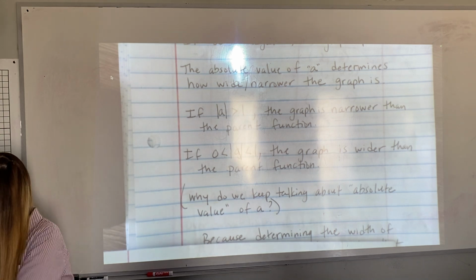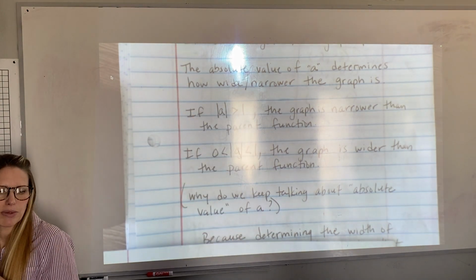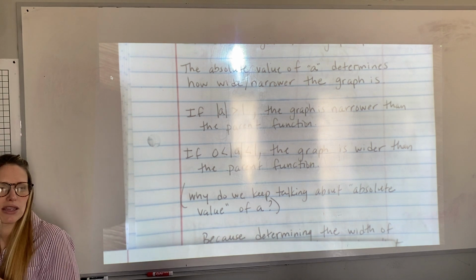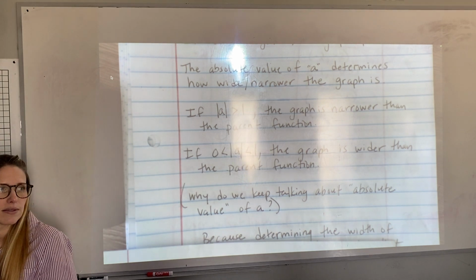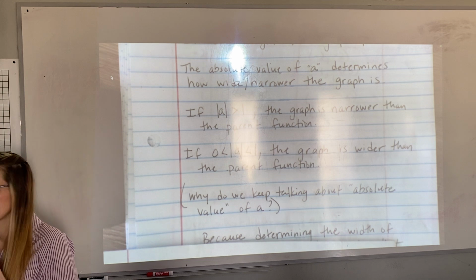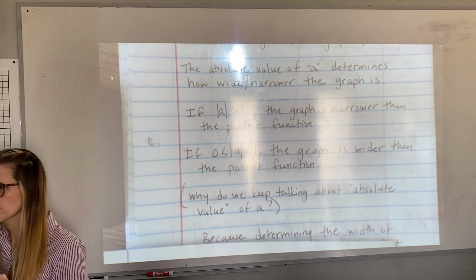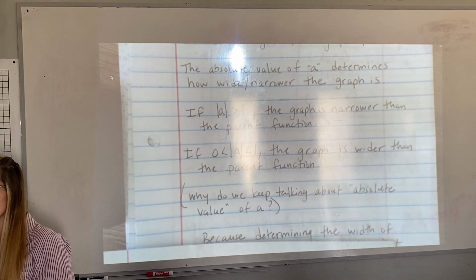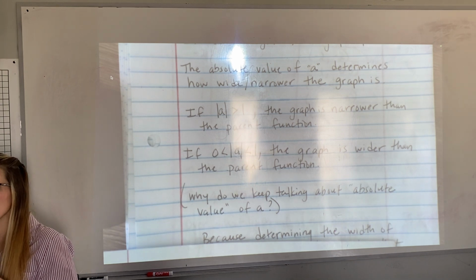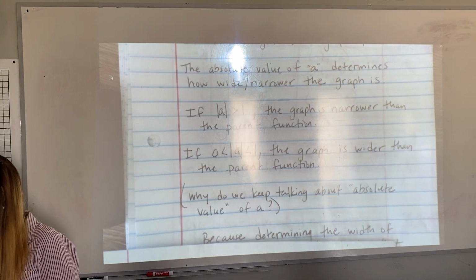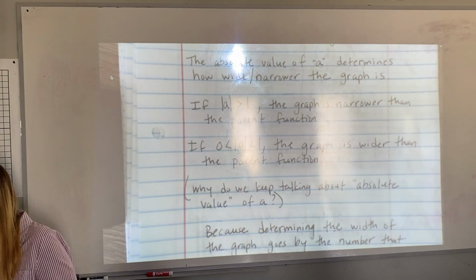So I was just kind of explaining why we use this weird symbol. It's because the absolute value is all we need to determine the width, not the sign. We just pretend the sign doesn't exist when we're determining the width. They only matter for the direction that it's opening up. Yep, that's the sign.